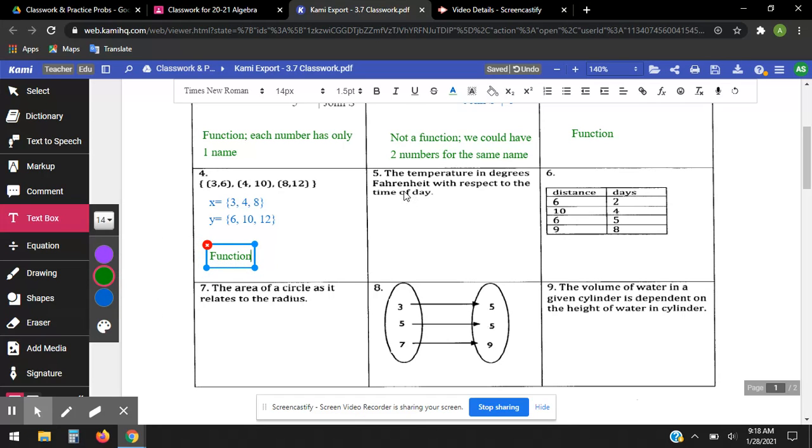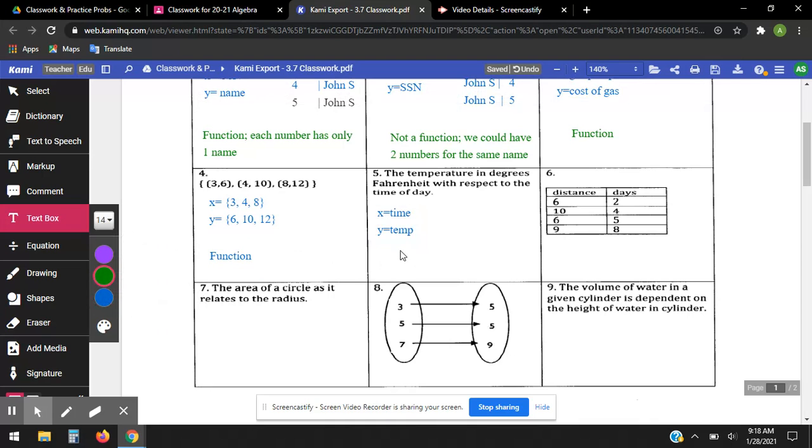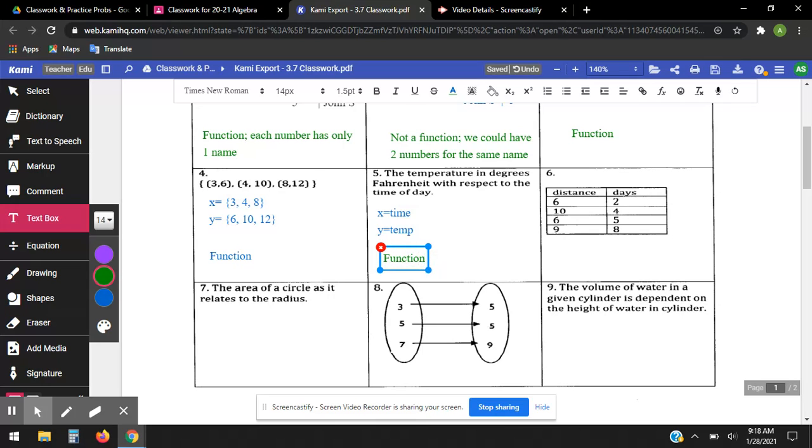All right, 5, the temperature in degrees Fahrenheit with respect to the time of day. So I have to know what time it is before I can figure out the temperature, right? If it's 3 a.m., am I going to have two different options for a temperature? Well, I suppose different people could have different things on their thermometer, but your thermometer is only going to give one temperature. So this would be a function.